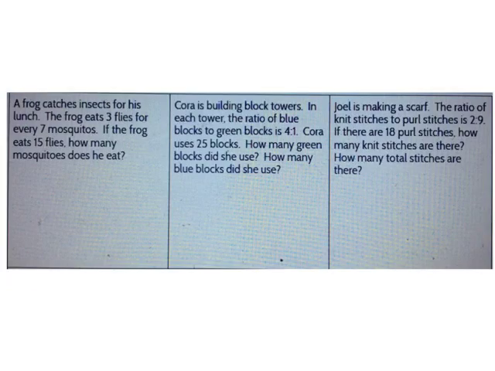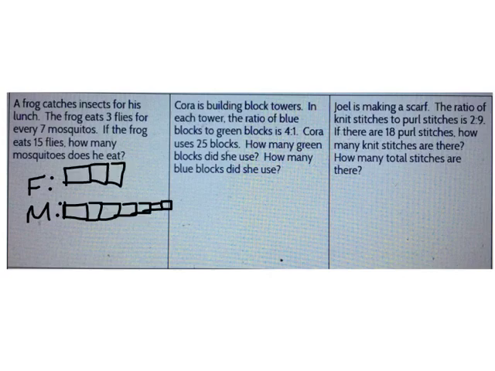Now let's do a few problems together. A frog catches insects for his lunch. The frog eats 3 flies for every 7 mosquitoes. If the frog eats 15 flies, how many mosquitoes does he eat? Let's start by drawing our tape diagram. Go ahead and draw a tape diagram to represent the situation on your paper now. You should have 3 boxes for flies and 7 for mosquitoes.